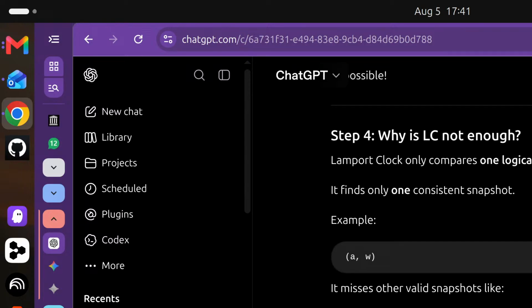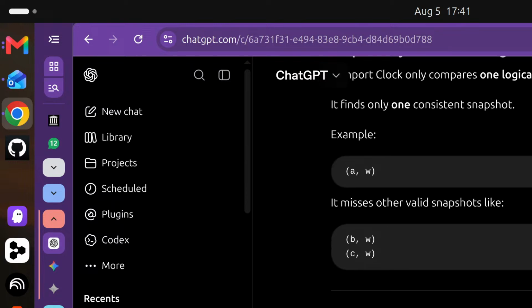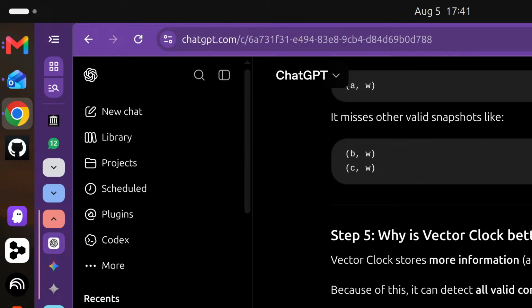Why is a logical clock not enough? Lamport clock only compares one logical clock number. It finds only one consistent snapshot. Why is vector clock better? Vector clock stores more information in a vector instead of one number. Because of this, it can detect all valid consistent snapshots, including AW, BW, CW. Right.